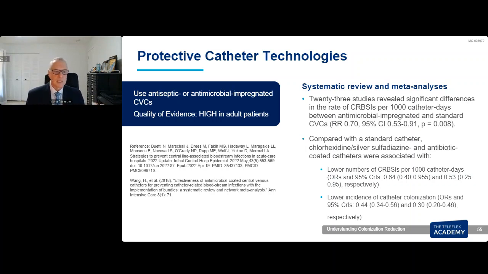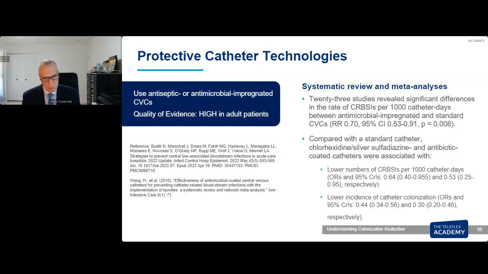This systematic review conducted by Wang and published in 2018 analyzed 23 studies, and he found a significant difference comparing standard catheters and antimicrobial catheters, and the relative risk was 0.7. Compared with standard, chlorhexidine silver sulfadiazine and antibiotic-coated catheters were associated respectively with a lower number of CLABSIs. Odds ratio was 0.6 for the chlorhexidine silver sulfadiazine, and for the antibiotic 0.53. And lower incidence of catheter colonization. Odds ratio 0.44 and 0.30.